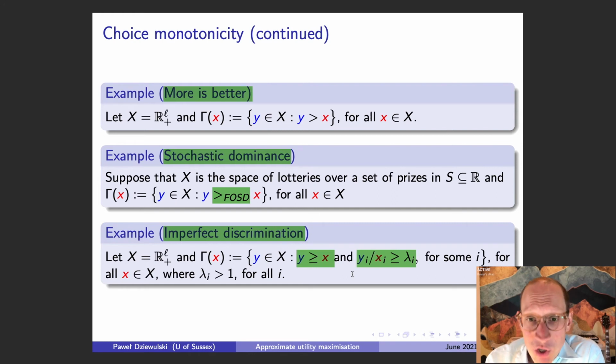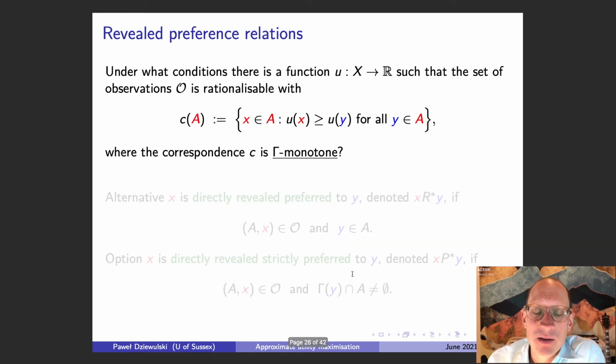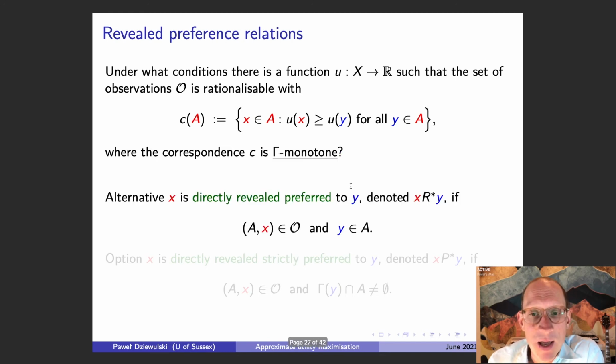So now we can go back to the original question and once again try to answer it: when can we rationalize a set of observations with a utility function, but now taking into account that the choice correspondence has to be gamma monotone? So we add this one extra condition to get some extra traction. And it turns out it gives us enough traction to get some testable implications of utility maximization. And how do we go about it? Well, we start with revealed preferences being defined.